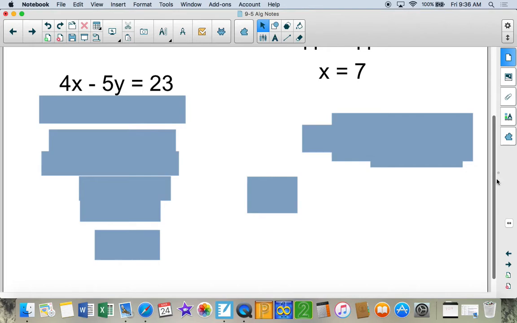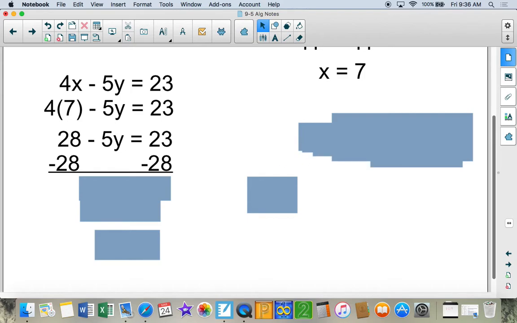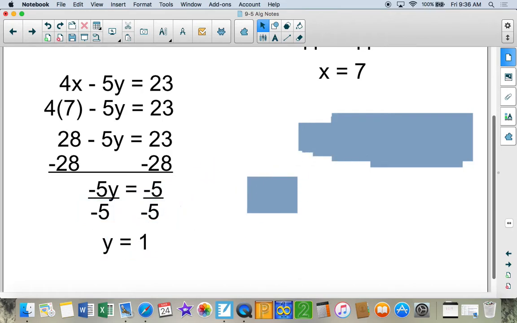4x minus 5y equals 23. So I substitute 7 in for x. I'm going to start simplifying. 4 times 7 is 28, minus 5y equals 23. We notice that we only have one variable again. We're going to subtract 28 from both sides. We're left with negative 5y equals negative 5. Divide both sides by negative 5. And we're left with y equals 1.